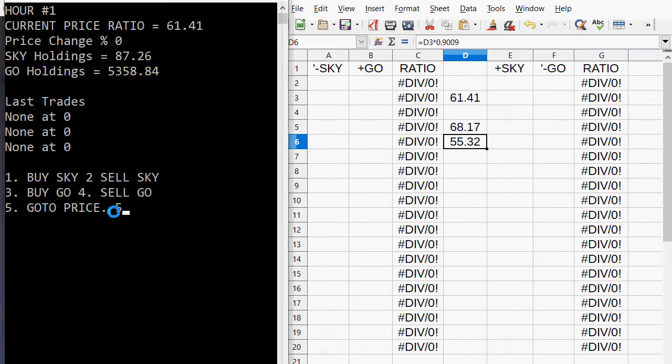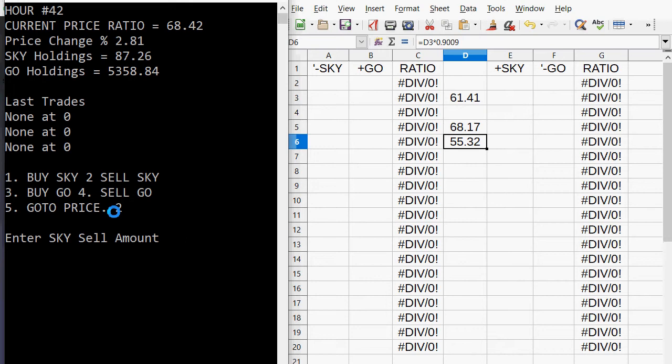So let's just see how long it takes. The lowest price is 55.32, and I'm running this for the first time. Hour 42, so almost 2 days go by, and the price is at 68.42, marginally above that number, so it's going to be a minimum trade. When the price goes up, I sell Sky. When the price goes down, I sell Go. So I'm going to go to number 2. I want to sell under 10%.